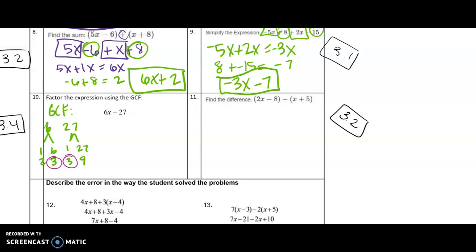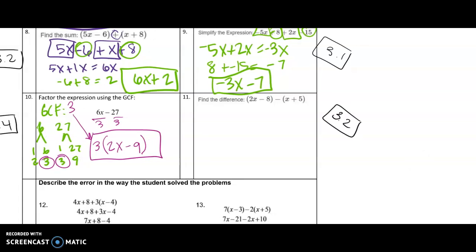A 3 does. So we're going to divide by 3 from both terms. 6 divided by 3 is 2. Keep our x. Negative 27 divided by a positive 3 gives us a negative 9. And then on the outside goes my GCF. So this is my answer: 3 times the quantity 2x minus 9.